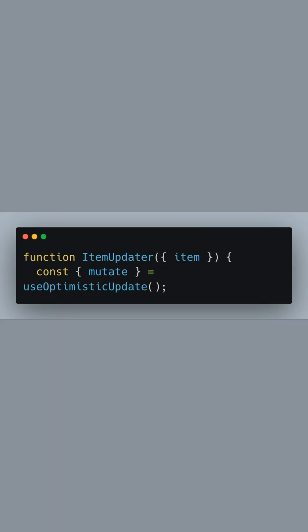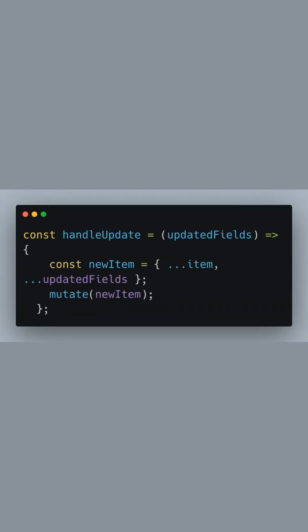In the item updater component, we use our useOptimisticUpdate custom hook to get the mutate function. This enables us to perform the mutation and optimistically update the UI. The handleUpdate function takes updated fields, spreads them over the existing item fields to create a new item, and then calls mutate with this new item. This triggers the update mutation and the associated optimistic UI behavior we defined earlier.